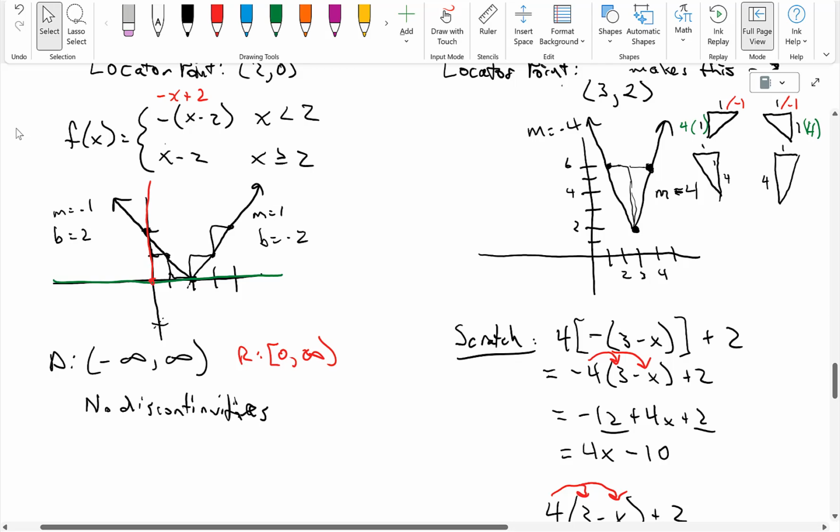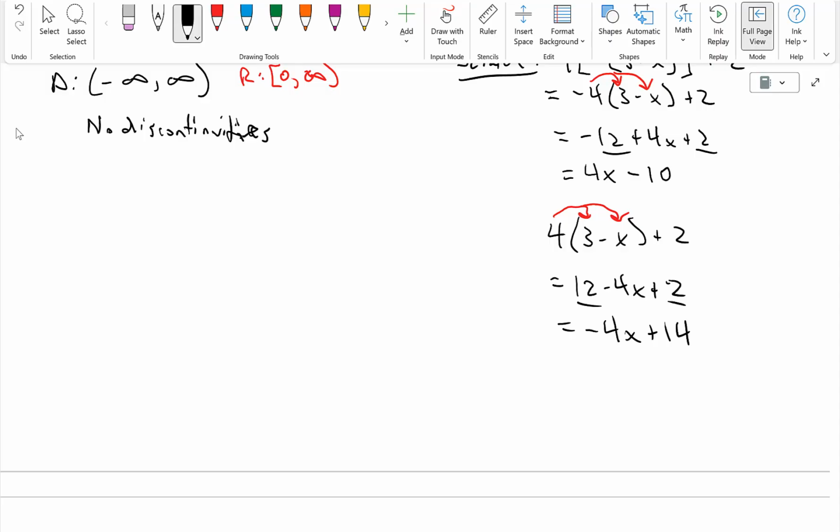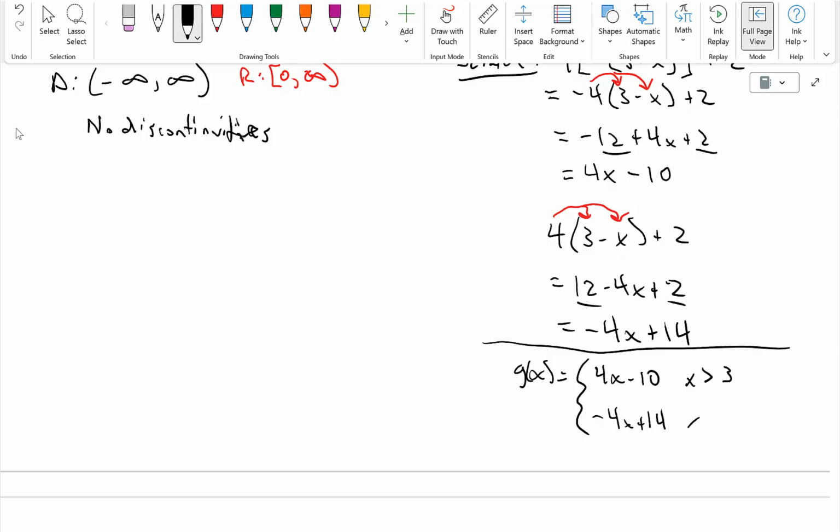And so when we write out our function, it was g of x here. We would have g of x equals, our two pieces would be 4x minus 10 for x greater than 3, and minus 4x plus 14 when x is less than or equal to 3. Where you have the equality doesn't matter as long as it's only on one piece. Our function is going to split at that vertex or that locator point, but it still connects there. So as long as that 3 is included in the function, we're good.